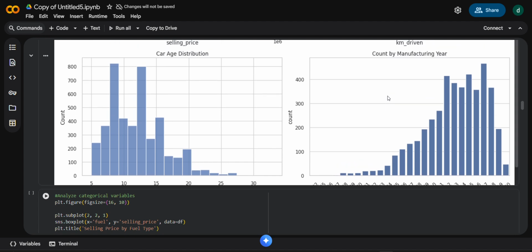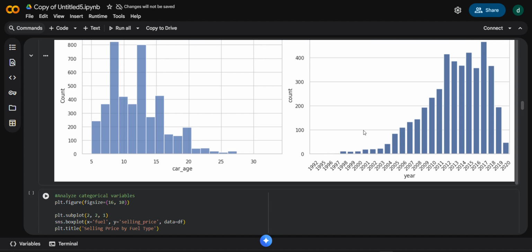The count by manufacturing year graph shows how many cars were manufactured in each year. Interpretation: the highest number of cars were manufactured between 2010 to 2015. Cars from the 1990s are very few. The newer years like 2016 to 2020 show fewer entries because the dataset contains fewer recent model cars.